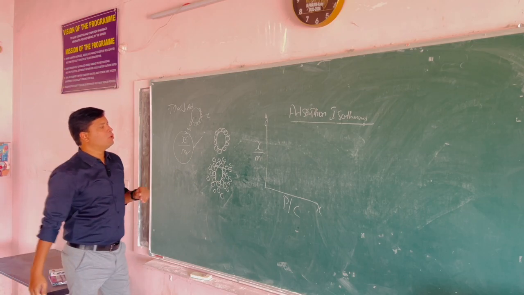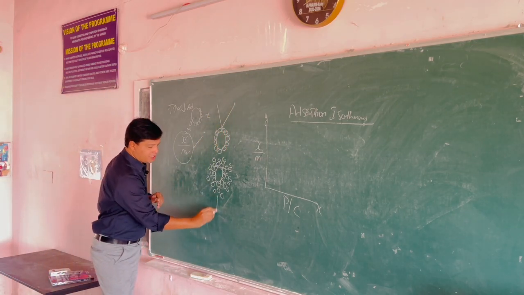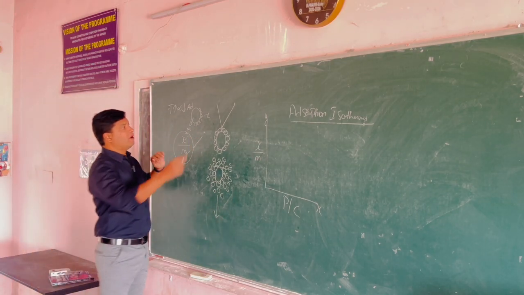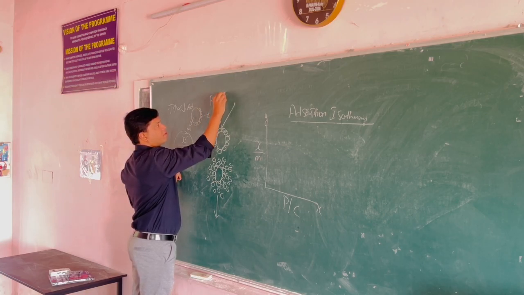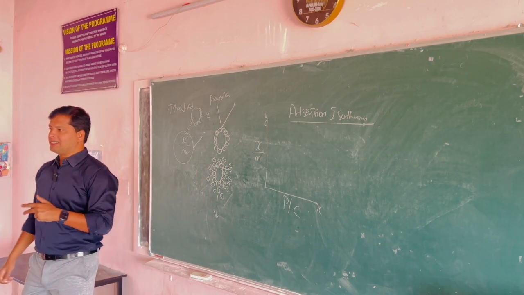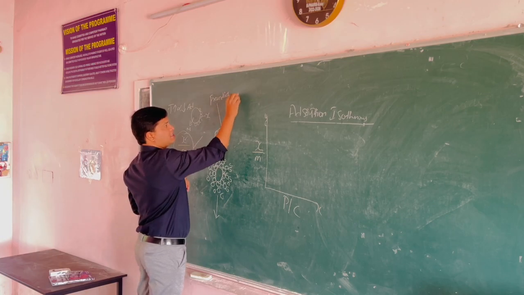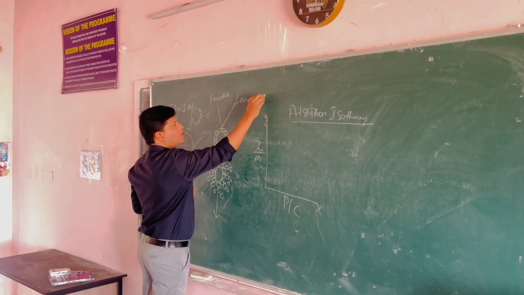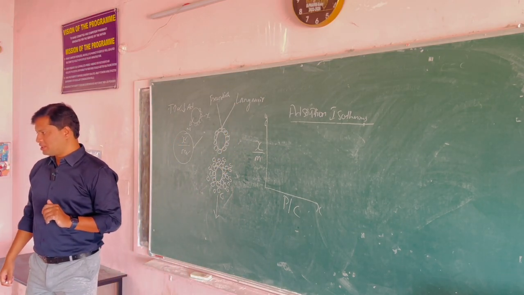To explain monolayer adsorption, two scientists came forward. To explain multi-layer adsorption, three scientists came forward. One is the Freundlich adsorption isotherm, and another is Langmuir. Not Langur, okay? Langmuir adsorption isotherm.